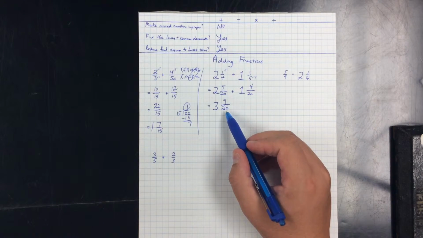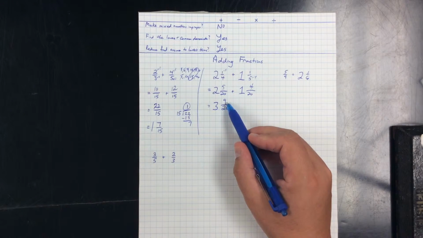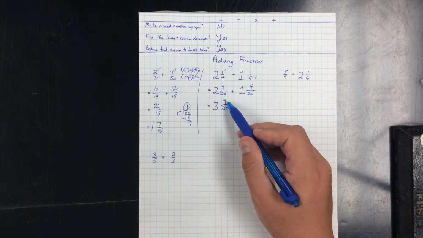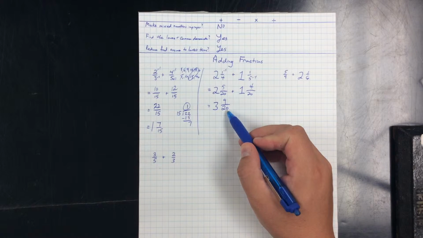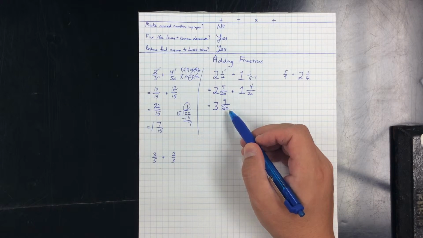3 and 9/20. 9 is not prime. What can I reduce it by? I can reduce it by 1, 3, and 9. Okay, the only thing that really makes sense is divide by 3. And 20 doesn't divide by 3. I think I can say this is in lowest terms.